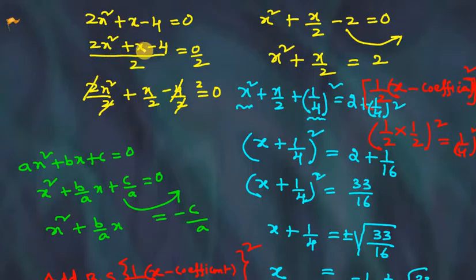First we divided with 2. After that, the constant I took to that side. After that, half of the x coefficient whole square, I added to both the sides. And I simplified, I got the 2 factors. So this is all about the sum.